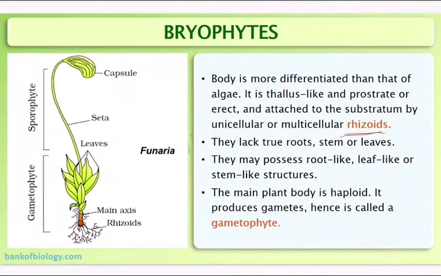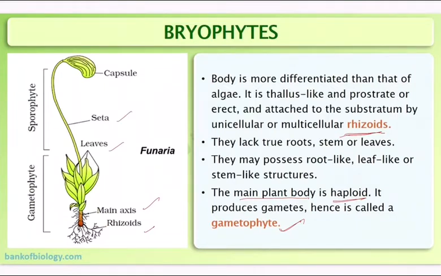This is again evolution. These rhizoids are going to become well-fledged roots in future. So they lack a true root, true stem and true leaf, but they have root-like rhizoids, stem-like structures and leaf-like leaflets. So this is a sort of improvisation over algae. The main plant body is haploid, meaning one set of chromosomes, n number. It produces gametes, hence it is called gametophyte. So the main plant body is gametophyte.